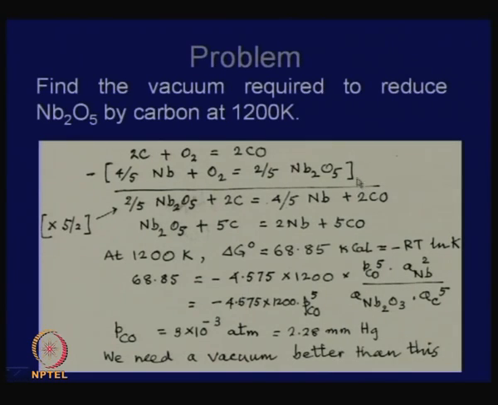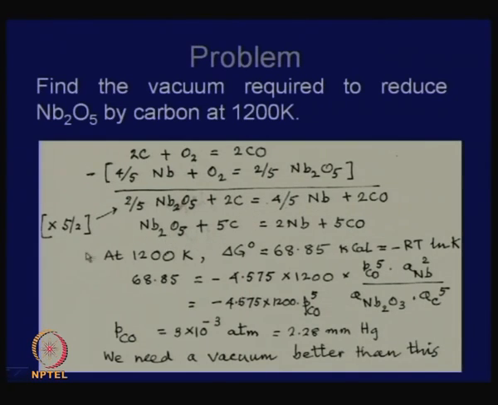So, the problem is this, can we reduce Nb2O5 by carbon at a relatively low temperature of 1200 degree K, which is 900 degree centigrade? Normally, it will not happen. But suppose we apply vacuum, what kind of vacuum would we need? It is very easy. We have the standard free energy change values for this reaction. We have the standard free energy change for formation of Nb2O5. By difference, we get the standard free energy change for the reaction that we are studying, which is reduction of Nb2O5 by carbon to form metal and CO.